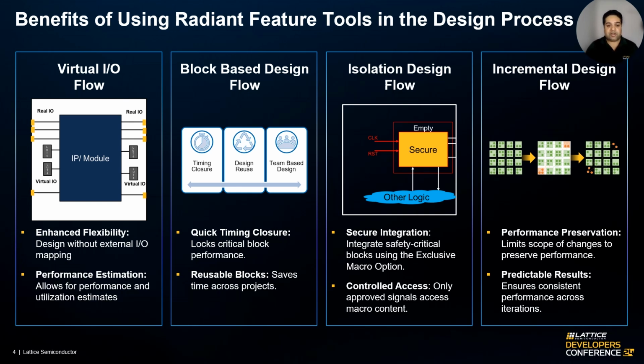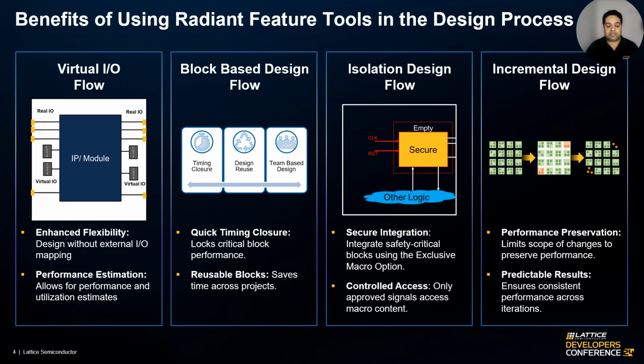Another feature tool in Radiant is a block-based design flow. This block-based design flow offers a quick solution to timing closure by helping lock critical device performance. It also helps in reusing some of the blocks, which saves time across projects.